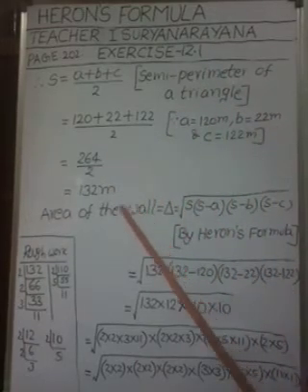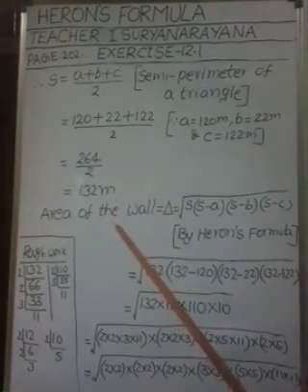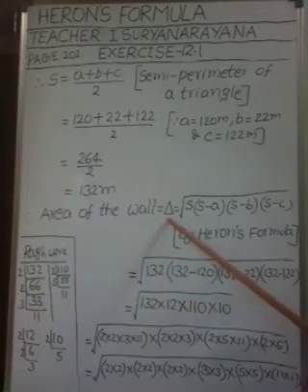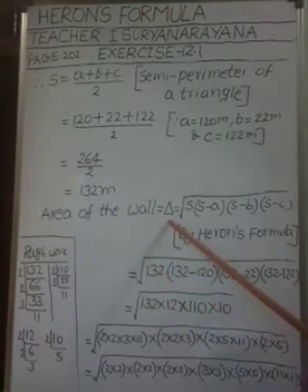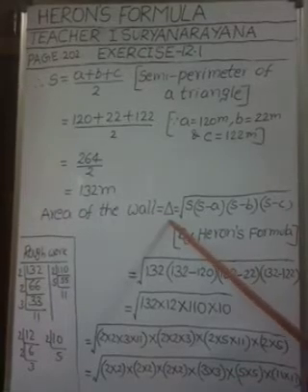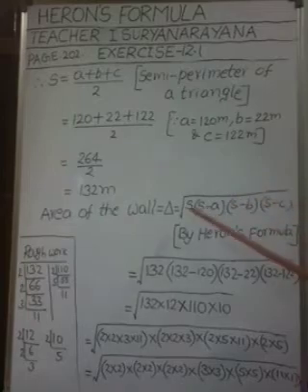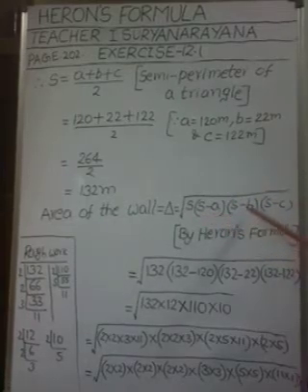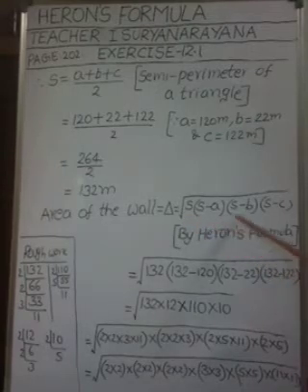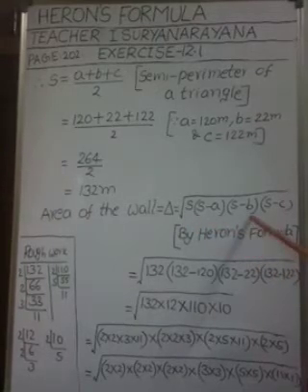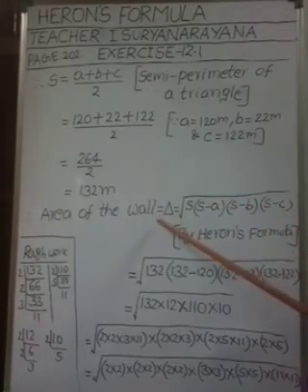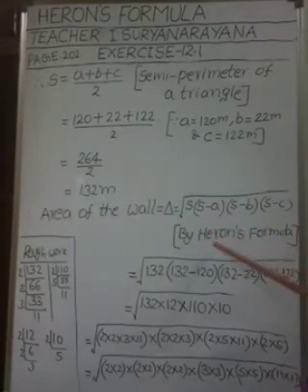Now we are going to find the area of the wall. Therefore, area of the wall is equal to delta. What does delta denote? Yes, area of triangle ABC is equal to square root of S into (S minus A) into (S minus B) into (S minus C) by HERON'S formula. This is nothing but HERON'S formula. We are using here HERON'S formula to find the area of the wall. Understood this step, my children?